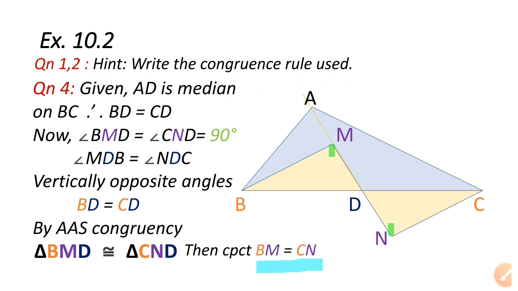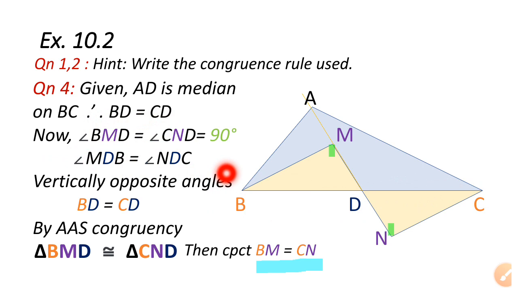Now question number 4 is solved here. You can see this is the picture for question number 4. The given condition is that AD is the median, and it falls on the side BC. The median will actually divide the base equally. So here BC is divided into two equal halves, so BD is equal to CD. So here we have taken BD equal to CD. Clear?